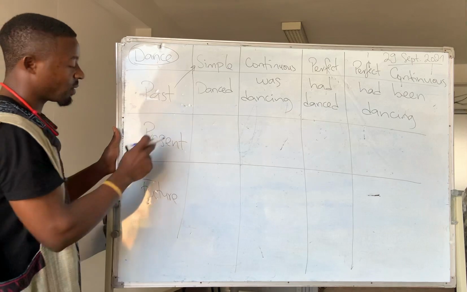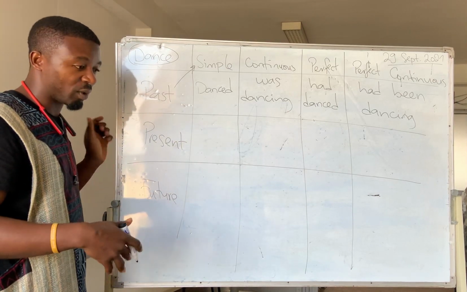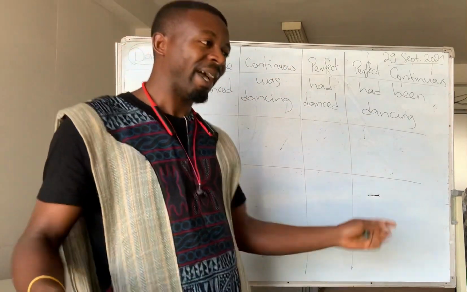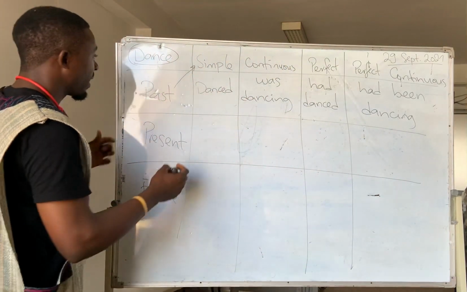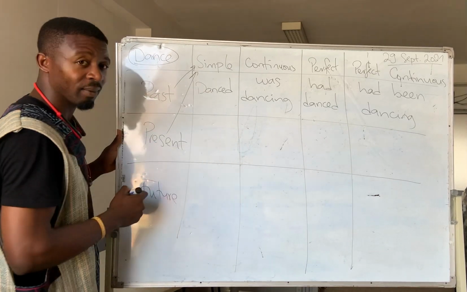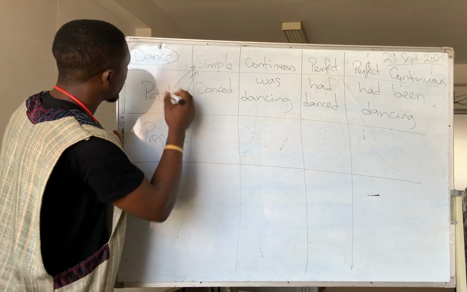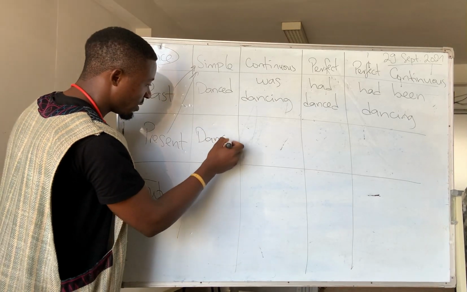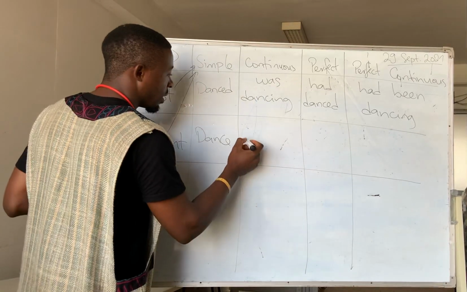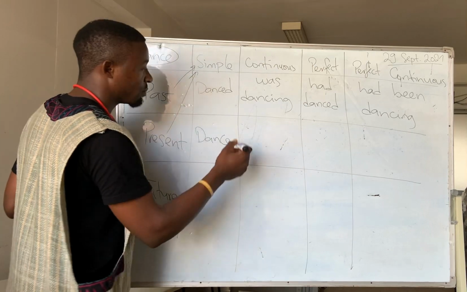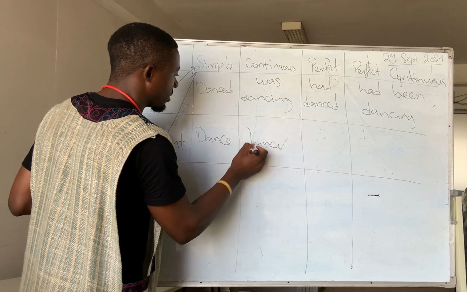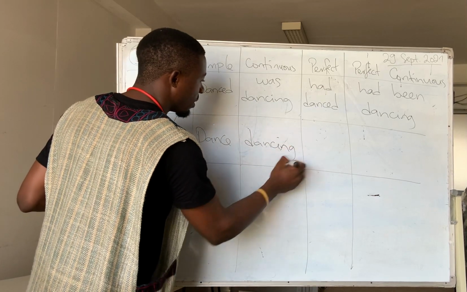The same thing for the present time. If I want to tell somebody, okay, I am dancing at the moment, or I dance, the present, I'm going to have the present simple tense. So dance remains dance, so I dance. The continuous, I am dancing.